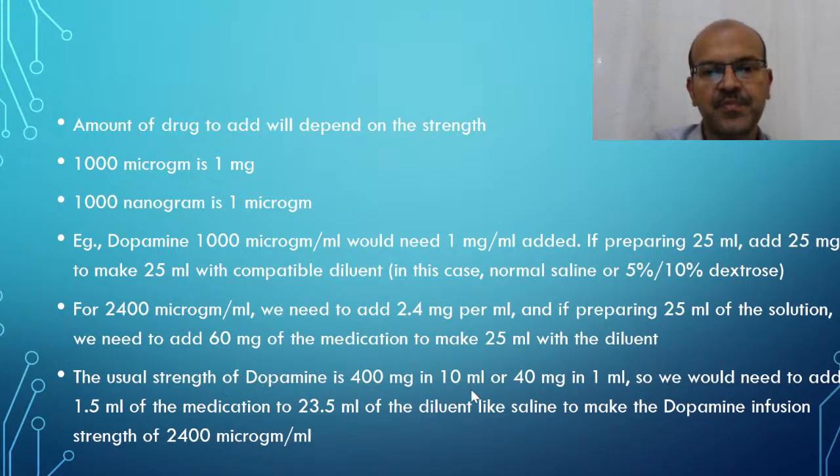And the usual formulation of dopamine that we have is 400 milligram in 10 ml. That is the equivalent of 40 milligram in 1 ml. So to get 60 milligram, we need to add 1.5 ml of the medication, and we need 23.5 ml of the diluent like saline to make 25 ml of the infusion with a strength of 2400 microgram per ml. I hope this part is clear.